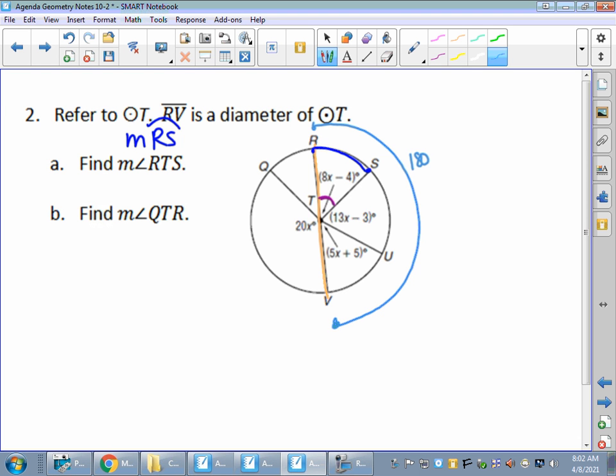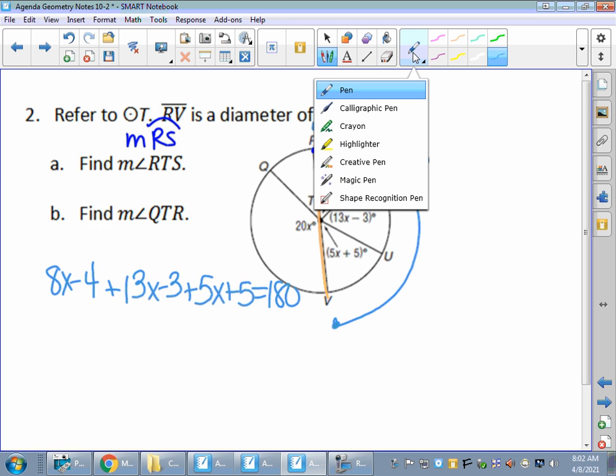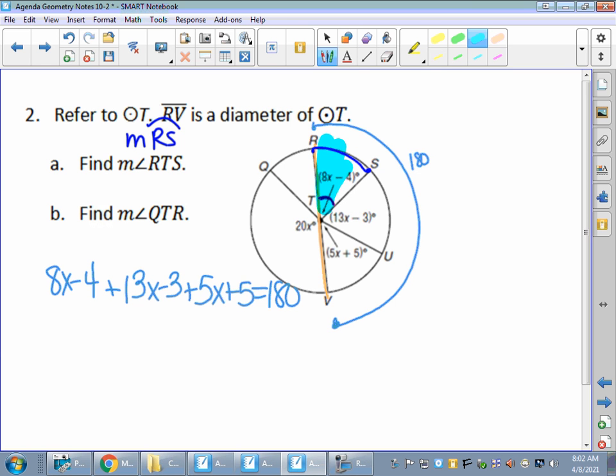Couldn't I say when I add up those 3 parts, they have to equal 180? Angles are either equal to each other or they add up to something. So I could say, I'll do it over here, 8x minus 4 plus 13x minus 3 plus 5x plus 5 has to equal 180. What I'm actually doing is I'm saying this angle plus this angle plus this angle all makes up a half a circle. I'm ignoring the 20x for now because I don't need that. That's not a part of that.